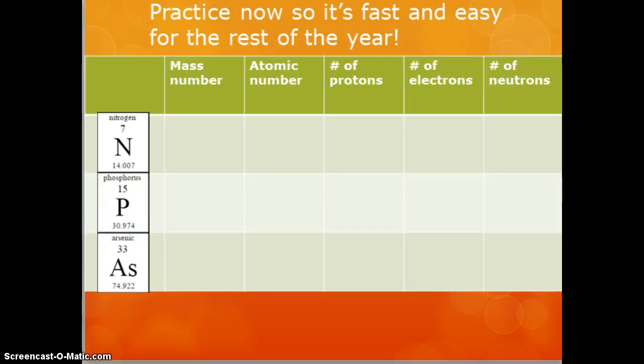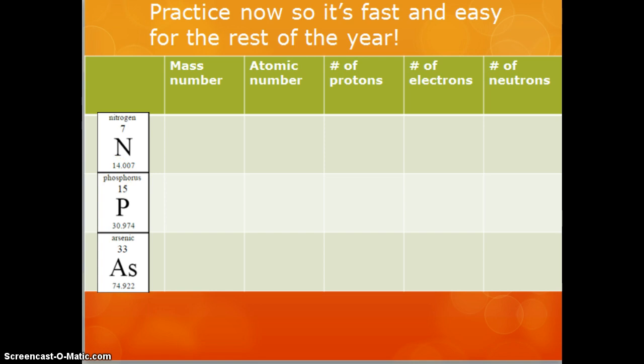All right, time to practice. We want to practice now so it's fast and easy for the rest of the year. So let's just look at nitrogen first. What's the mass number? And like always, when I ask you questions, you should be hitting that pause button and answering it yourself. What's the atomic number? How many protons are there? How many electrons are there? And how many neutrons are there?